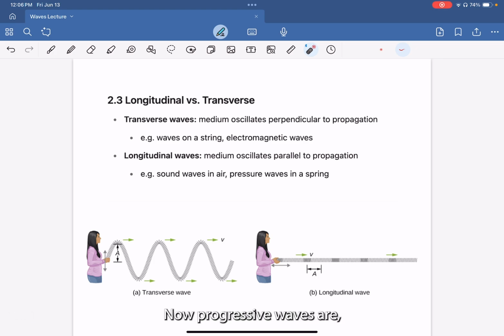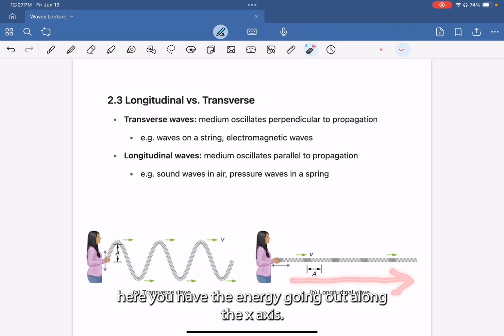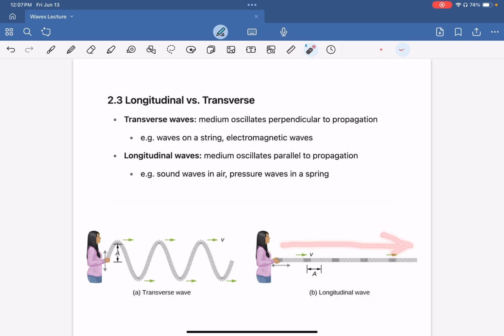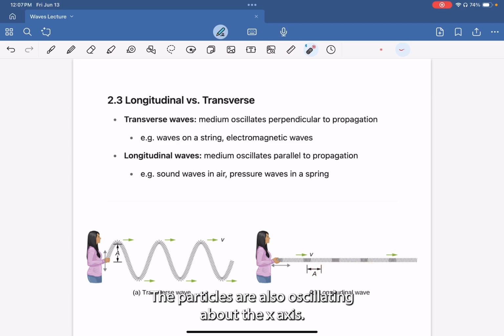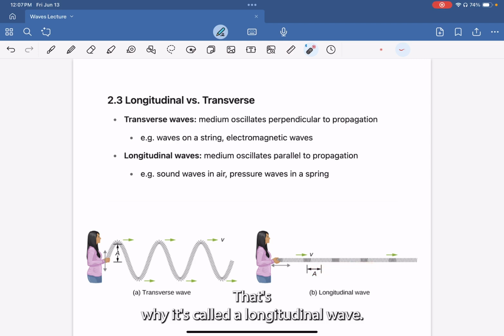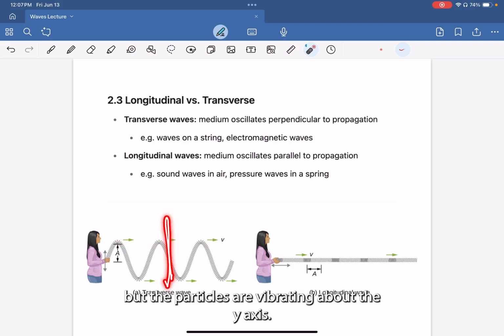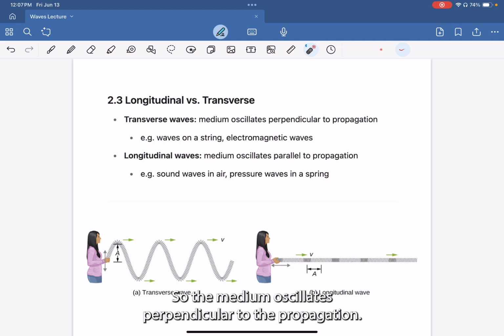Now, progressive waves, or traveling waves, can again be broken up into two: longitudinal and transverse. Now, the word longitudinal means lengthwise. So you can see this wave here. You have the energy going out along the x-axis. The particles are also oscillating about the x-axis. That's why it's called a longitudinal wave. But in the next one, which is called a transverse wave, energy is going along the x-axis, but the particles are vibrating about the y-axis. So the medium oscillates perpendicular to the propagation.